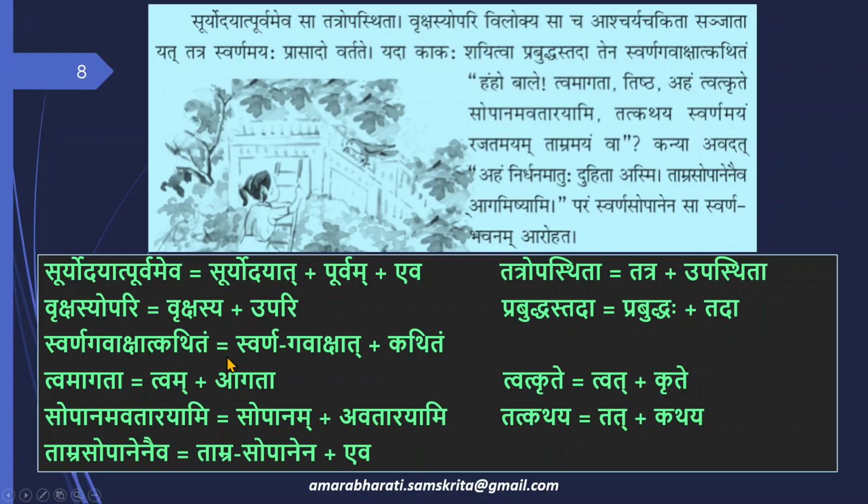Here in this paragraph, there are some sandhis which we can note down. Suryodayat Purvameva is Suryodayat Purvameva. Tatra plus upasthita is Tatropasthita. Vrikshasya plus upari is Vrikshasyopari. Prabuddhaha plus tada is Prabuddhastada. Swarna Gavakshat Kathitam is Swarna Gavakshat Kathitam. Tvam plus Agata is Tvamagata. Tvat plus Krite is Tvatkrite. Sopanam plus Avatarayami, Sopanam Avatarayami. Tat plus Kathaya is Tat Kathaya. Tamra Sopanena plus Eva is Tamra Sopane Naiva.